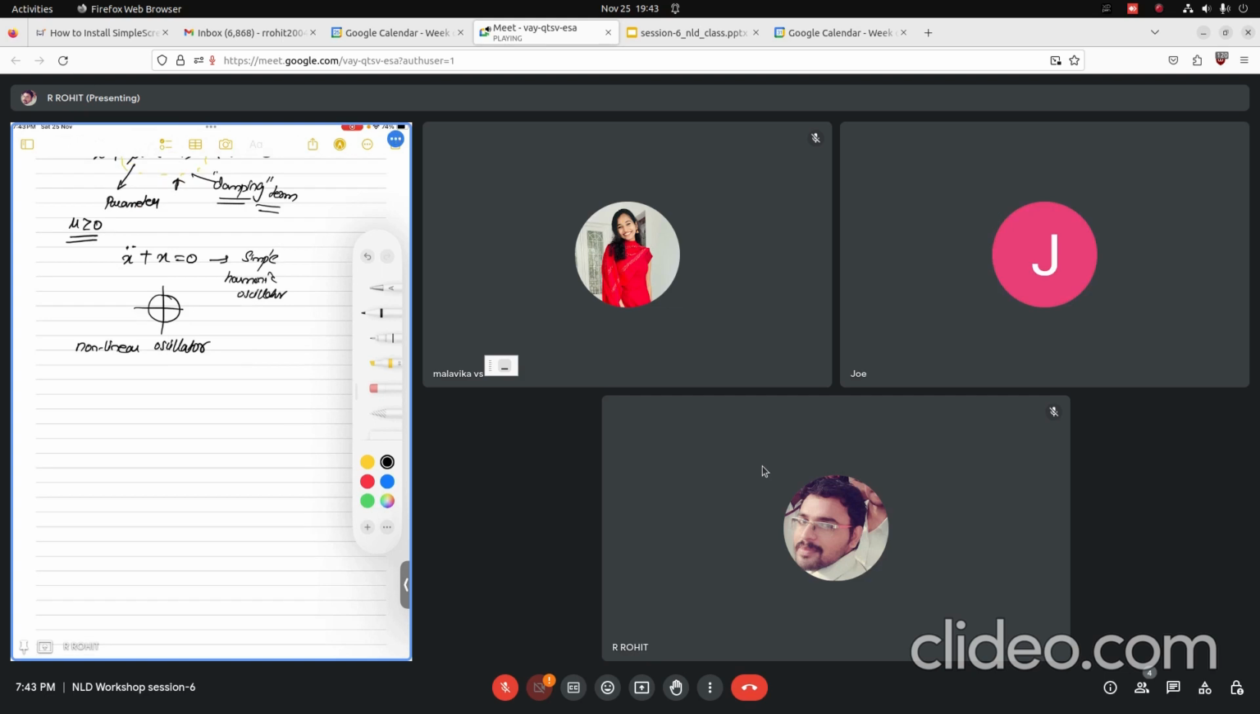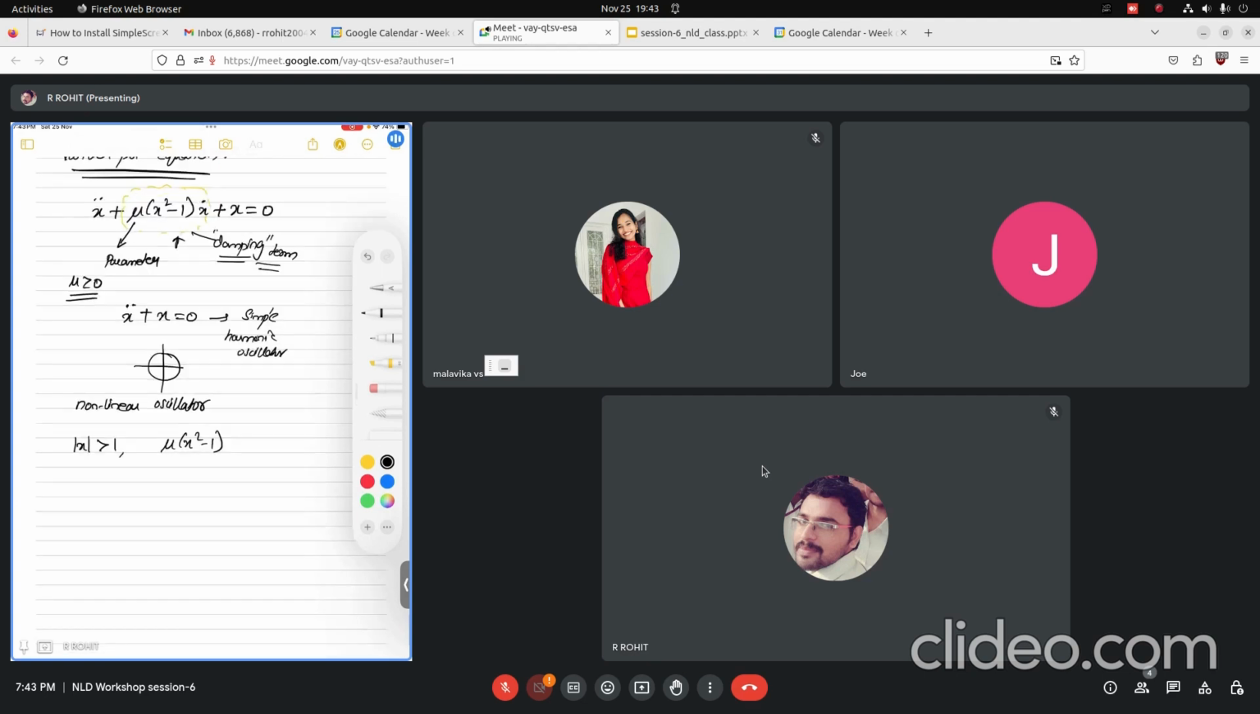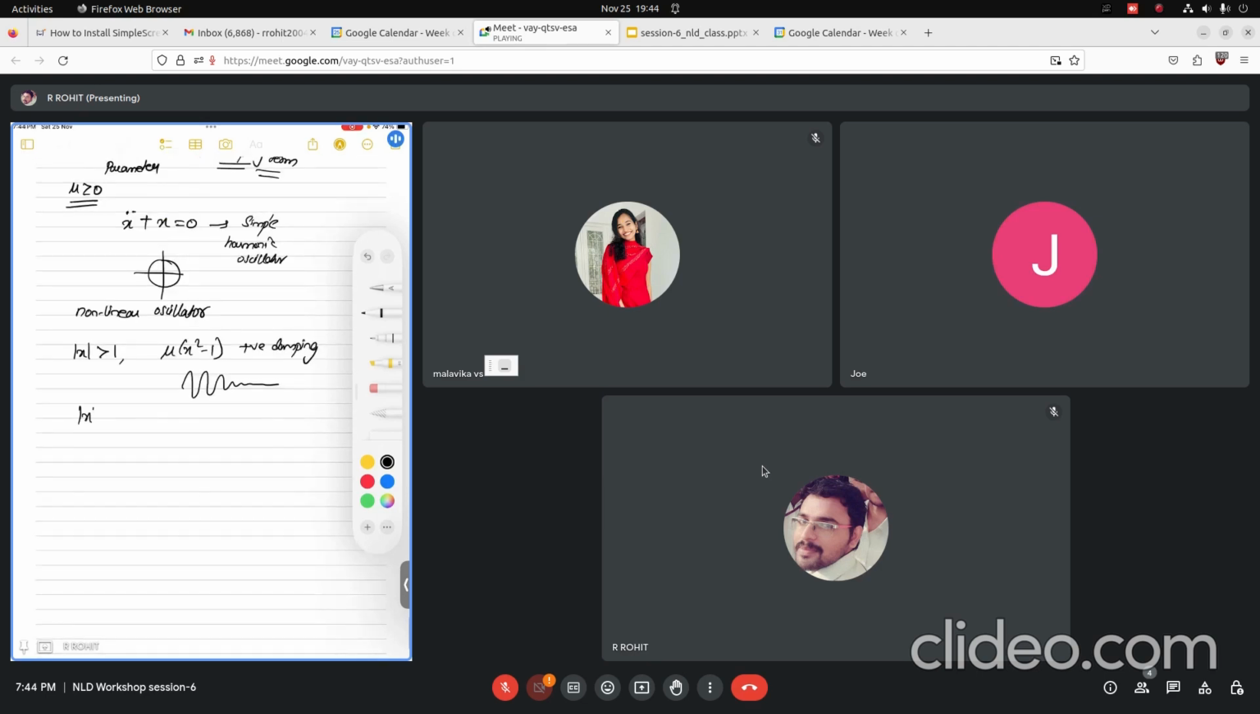And if you look carefully, if your value of mod x is greater than 1, the term nu into x square minus 1 will be positive and it gives a positive damping to the system. So if you have any high oscillations, it will slowly try to go down like this. Whereas if your x values are less than 1, your whole thing will be going to very low values, because 0.1 squared is 0.001. So that means it will be a very low value and it becomes negative, and a negative damping is made.